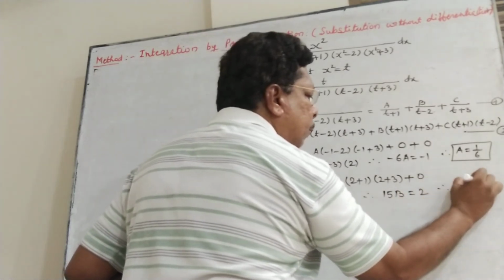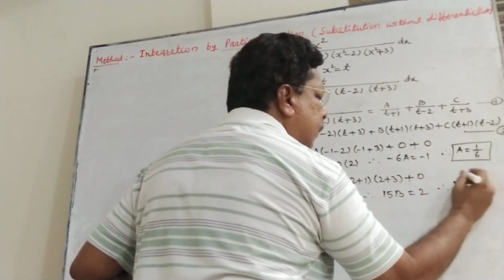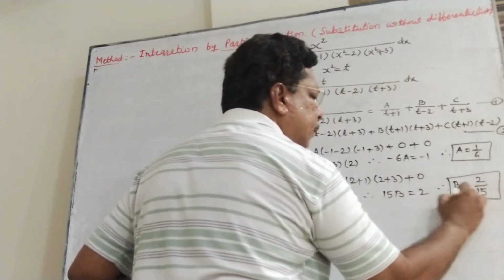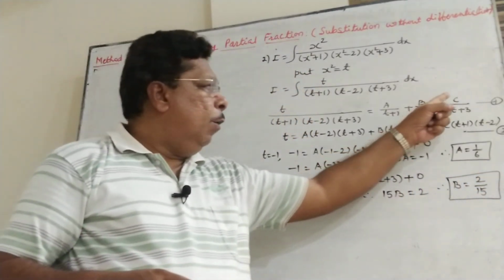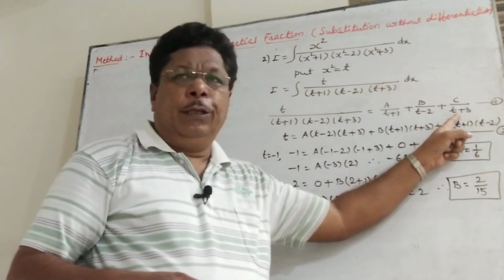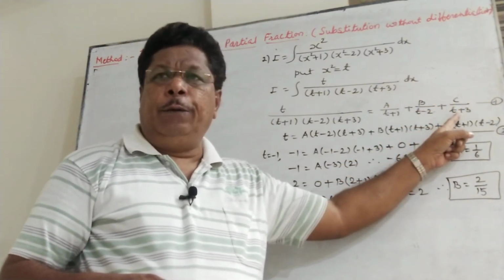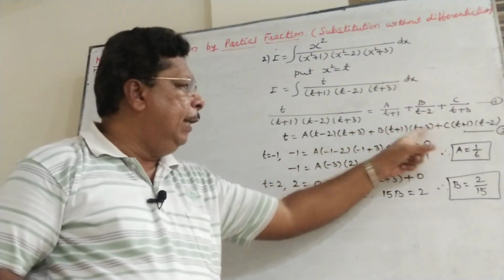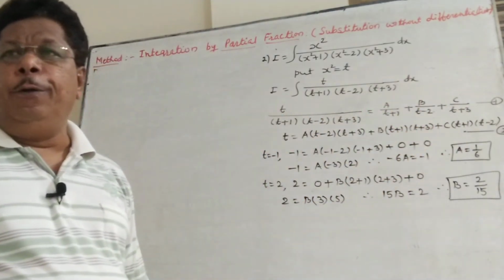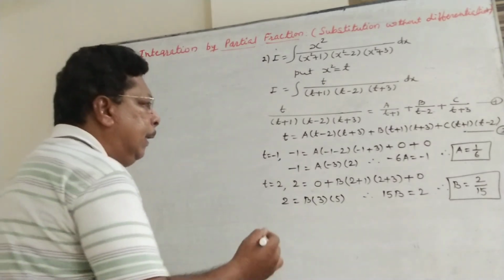Therefore b is equal to 2 upon 15. In a similar manner, find c. Observe the denominator of c, that is t plus 3. If we take t plus 3 equal to 0, we will get t equal to minus 3. Put t equal to minus 3 in equation 2, and you will get the value of the partial fraction constant c.